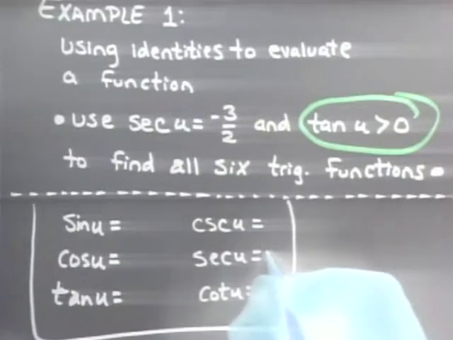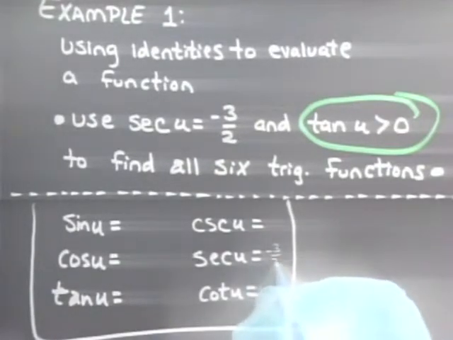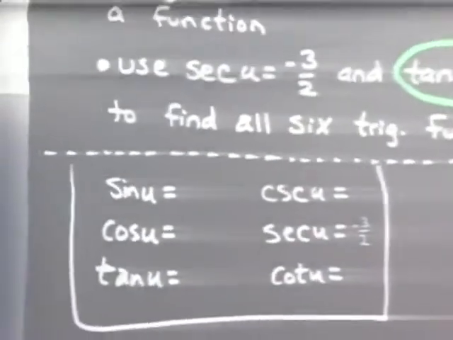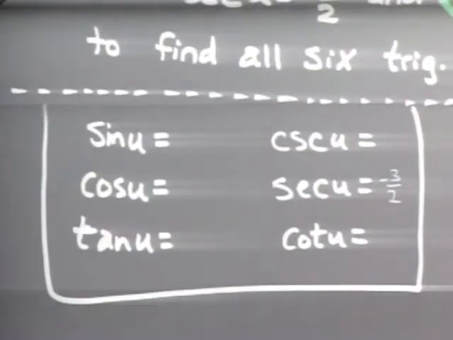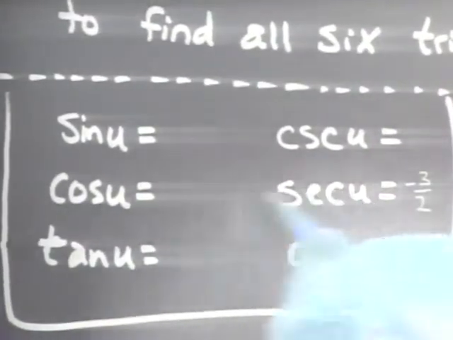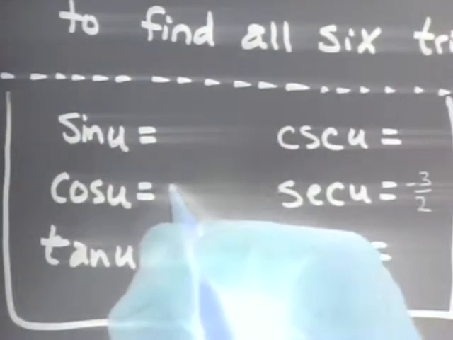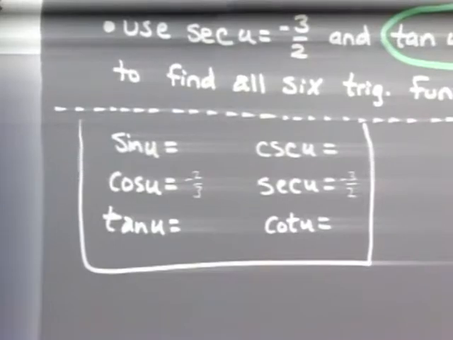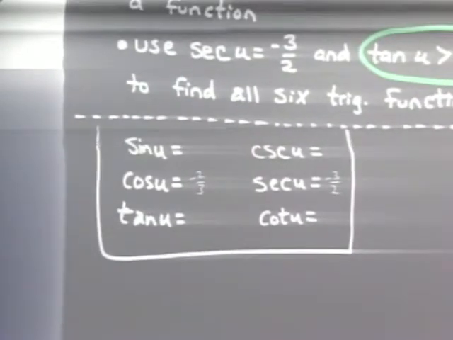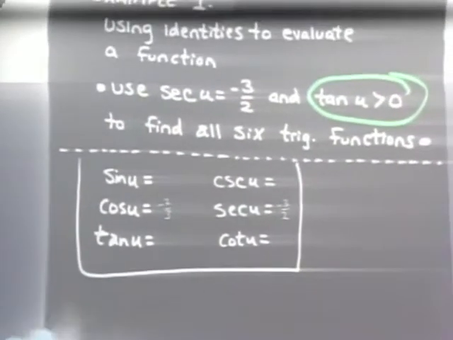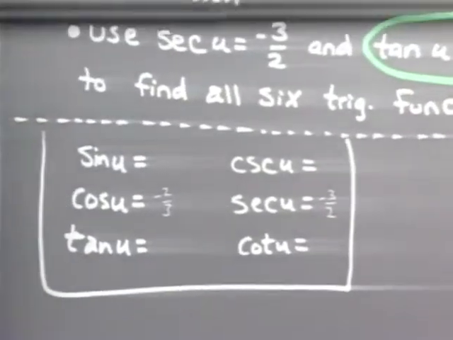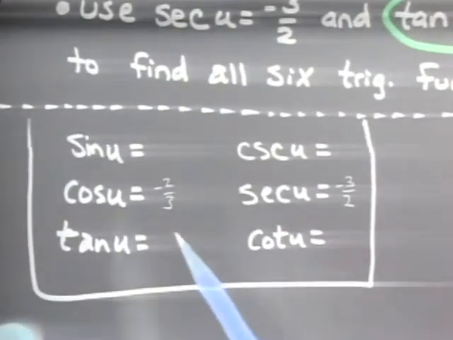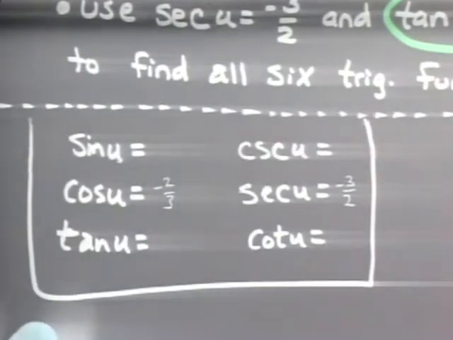First thing is I have one of these. They gave me secant u is -3/2. When I know secant u is -3/2, I immediately know that cosine is the reciprocal of it, so this is -2/3. Notice that it's still negative, you just flipped it upside down. I don't have sine or cosecant, and I don't have tangent or cotangent. But they do tell me tangent is positive, so that's very nice of them.